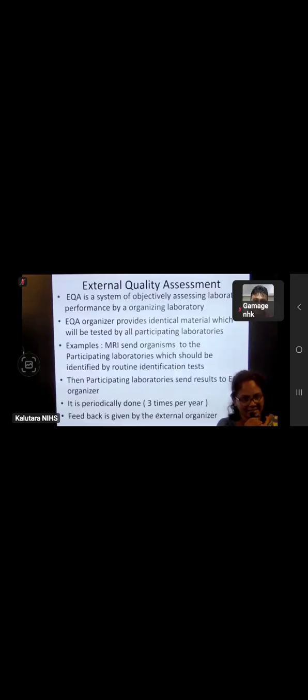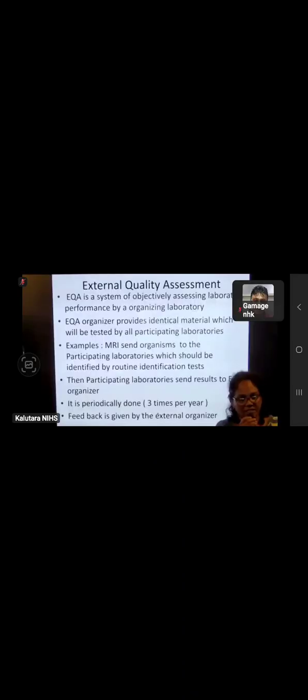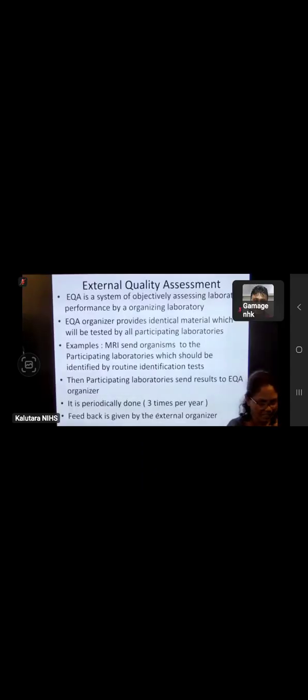As routine testing, it's very important. Then what do you do? After identification, you have to send the result to the organizing laboratory and they will analyze your report, isn't it? They will analyze and they will give you a report. At the end of the year also, they will give you a summary. Right. Now tell me, what are the advantages of EQA?